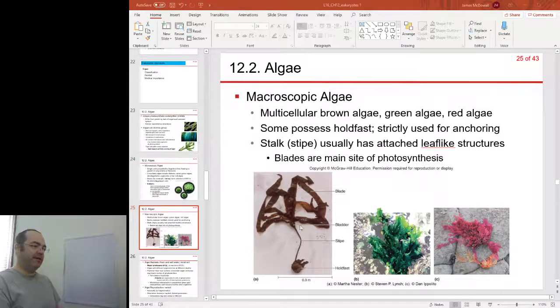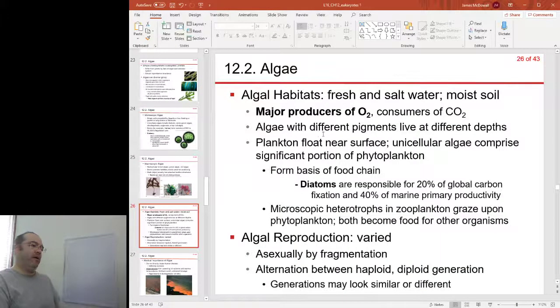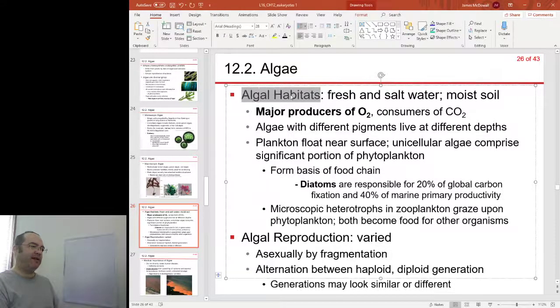So here's our kelp. It has a leaf-like blade. It has a stalk-like stipe. Has a root-like holdfast. But these structures aren't equivalent to the leaves, stems and roots in plants. The holdfast is just to keep it in place. There are no differentiated structures in the stipe or the blade, and there's no vascular tissue. So fresh and salt water and moist soil, that's where you find algae.